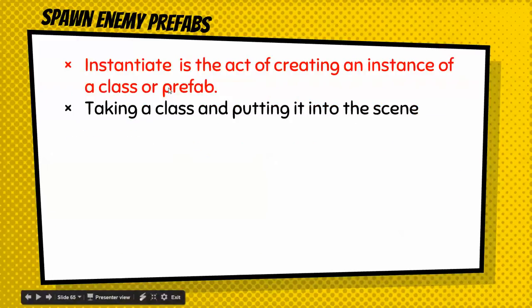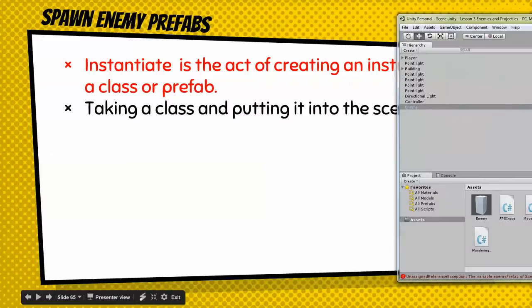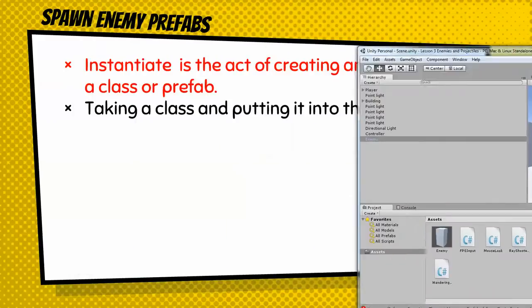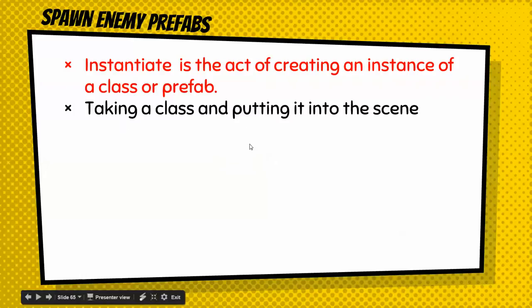This is not only a new vocabulary word, but it's also going to be in the code that we're going to write later. To instantiate is the act of creating an instance of a class or a prefab. Right here I've already made my prefab. When I grab this guy and put him into the scene, or I write code that puts him into the scene, it goes from here's instructions on how to make an enemy to okay, I actually have an enemy in the scene that's walking around. So this is a prefab or an asset, and this is the actual instance of it. When I do that, I instantiate it.